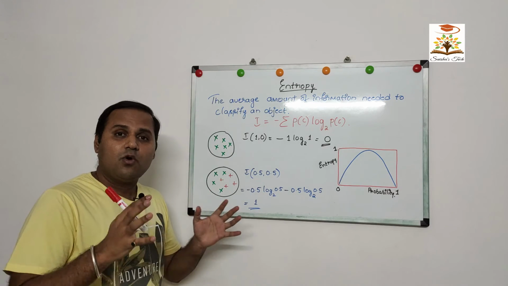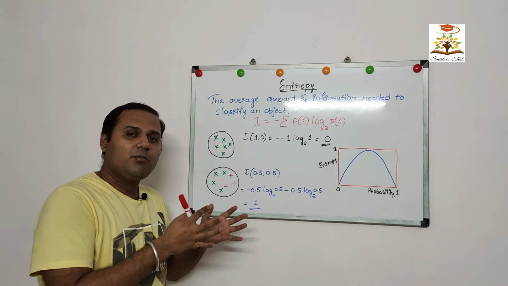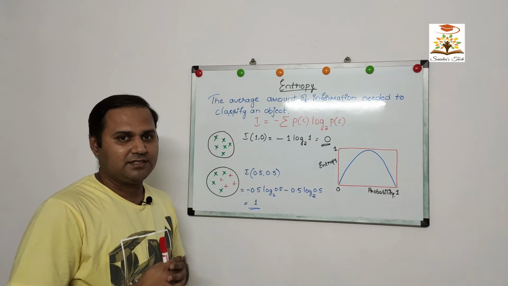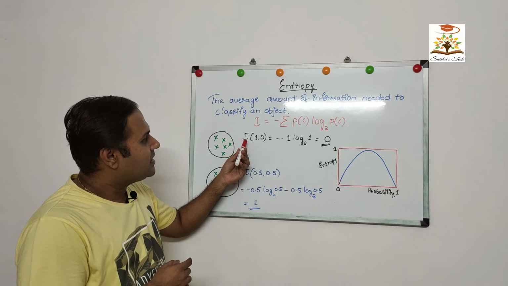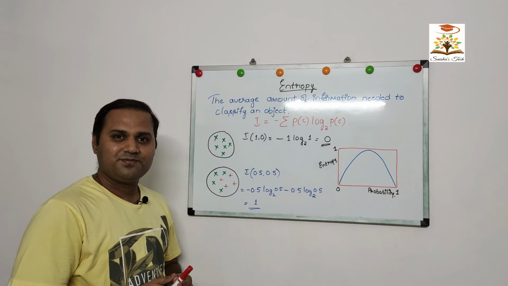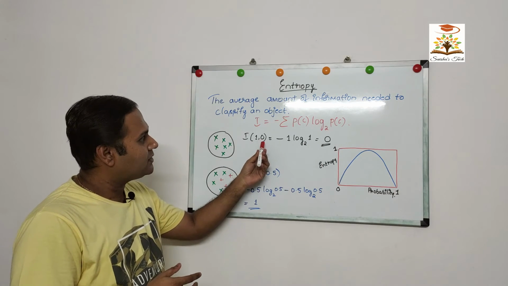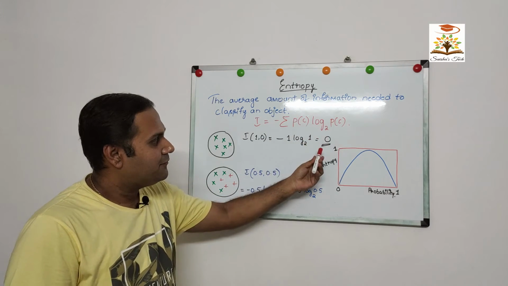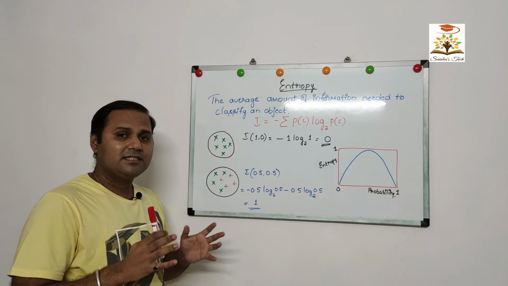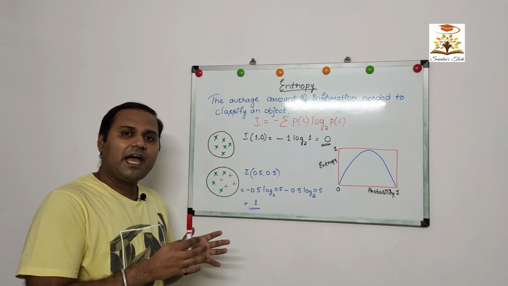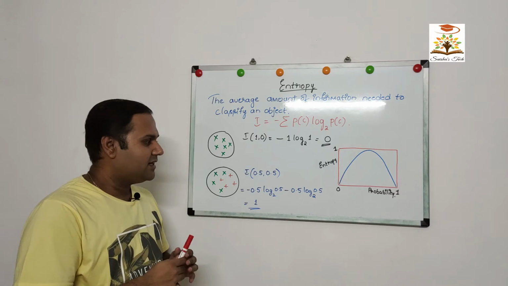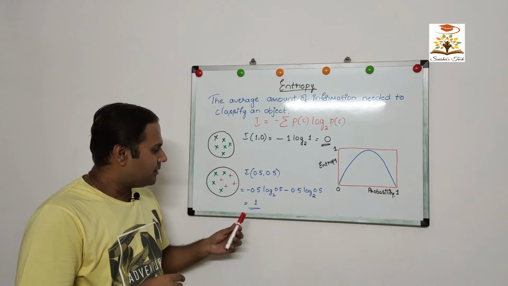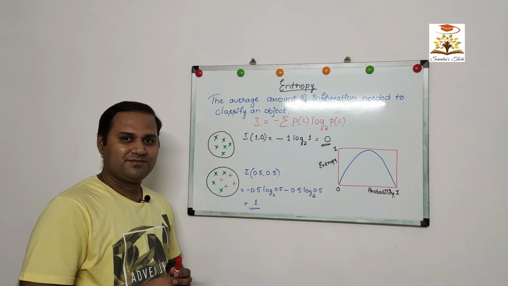If the data is homogeneous, either all positive cases or all negative cases, then the information is 0. If we substitute the values in the formula, we get 0. Similarly, if we have equally divided positive and negative cases, then the information is 1.